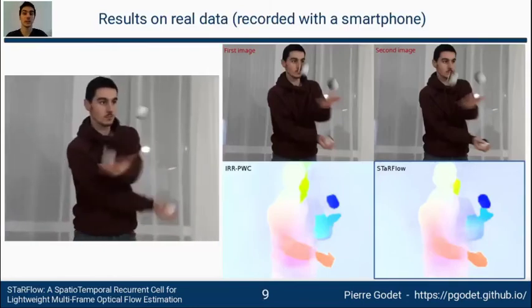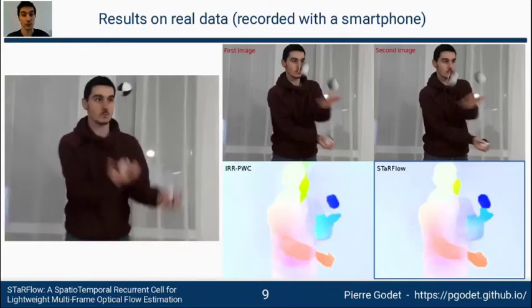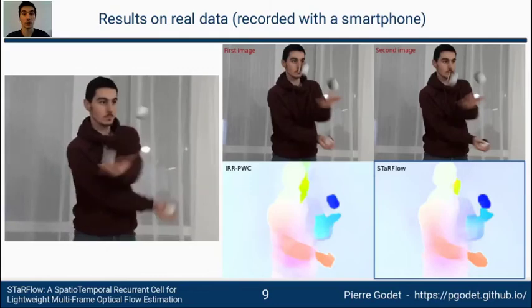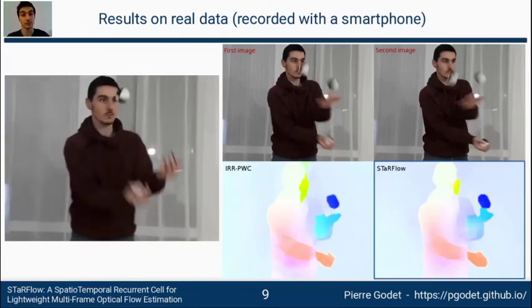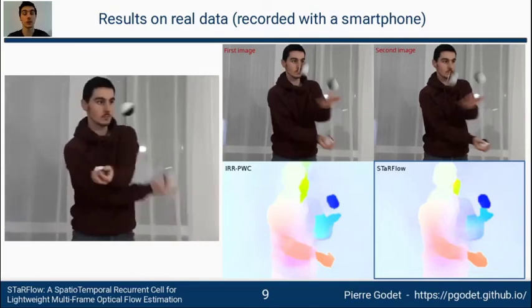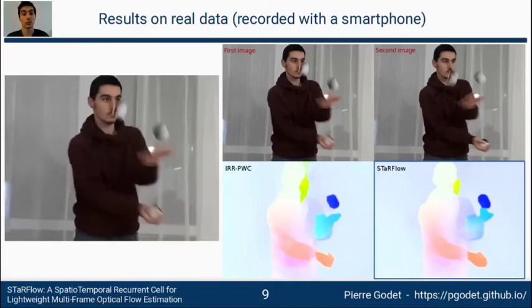Finally, here is a result on real-world data filmed with a smartphone. STaRFlow performs really well, while this result is obtained with a model trained only on synthetic data. Compared to the two-frame method IRIPWC, our estimation is cleaner, in particular on small objects like the balls and the hands.